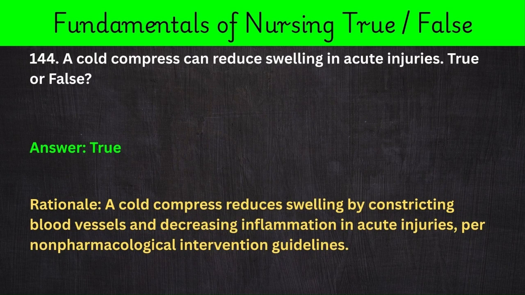144. A cold compress can reduce swelling in acute injuries. True or false? Answer: True. Rationale: A cold compress reduces swelling by constricting blood vessels and decreasing inflammation in acute injuries, per non-pharmacological intervention guidelines.